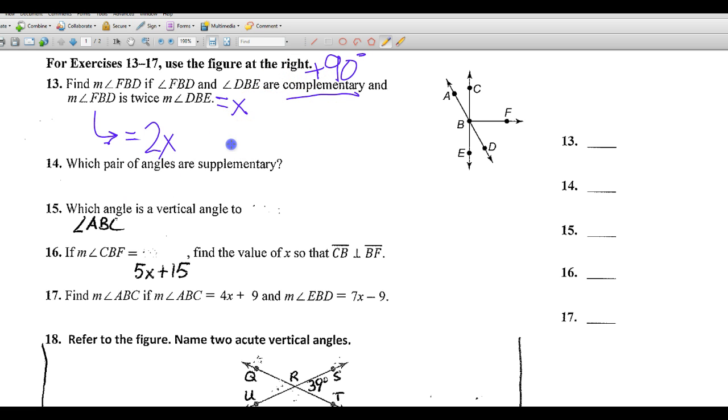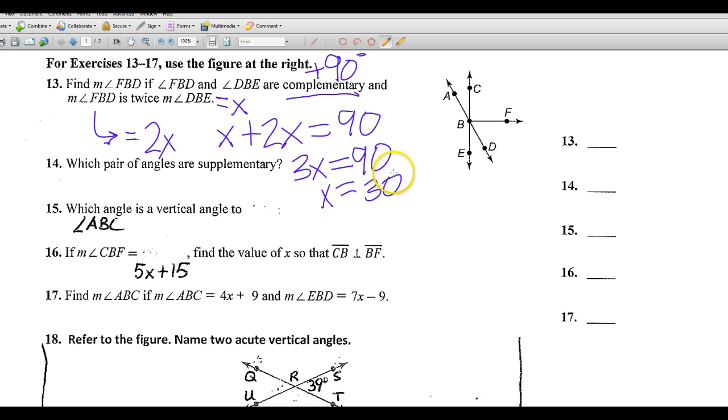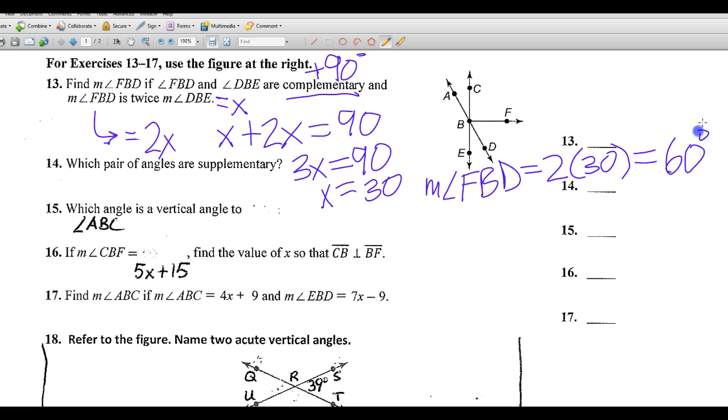If they're complementary, then x and 2x have to add up to 90. So we solve this equation. And x is equal to 30. Take that back to the original problem. So we want to find FBD, which was 2x. So the measure of angle FBD is 2 times x, 2 times 30, or 60 degrees.